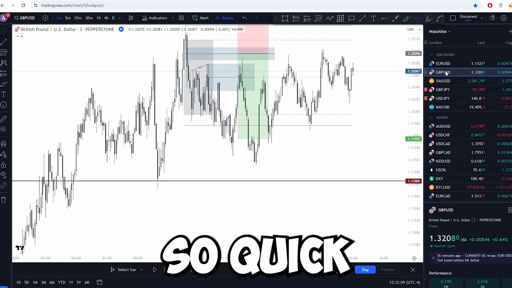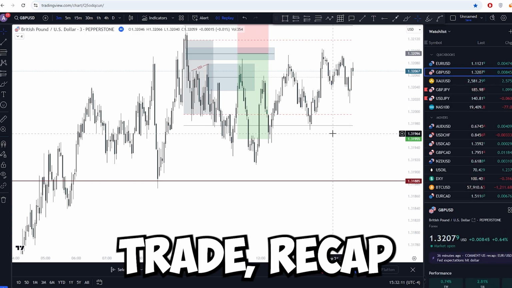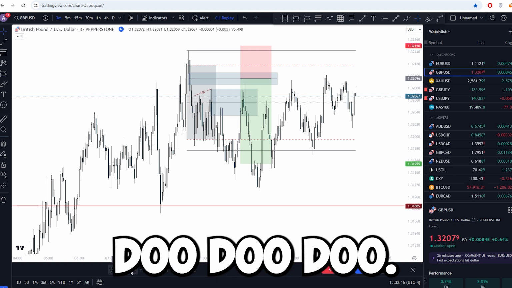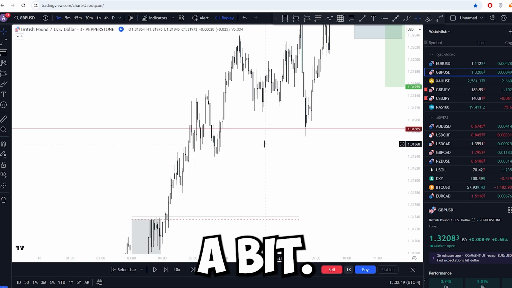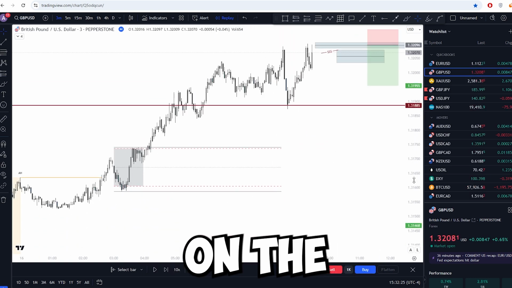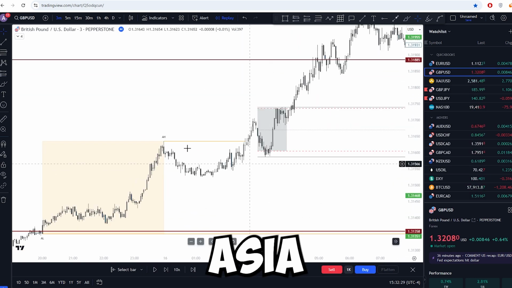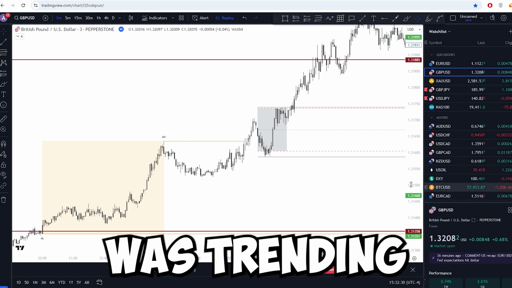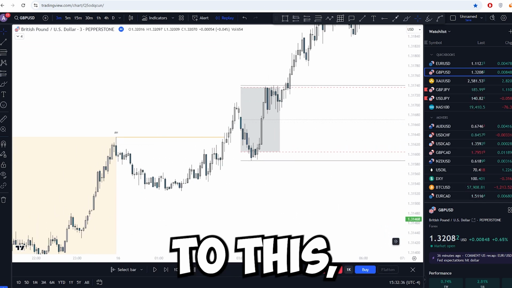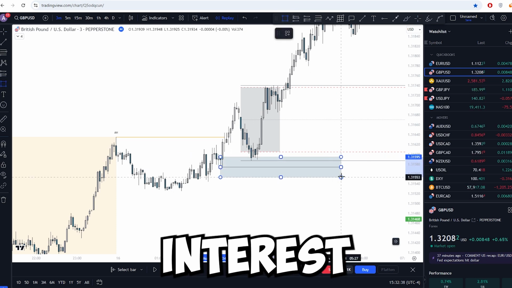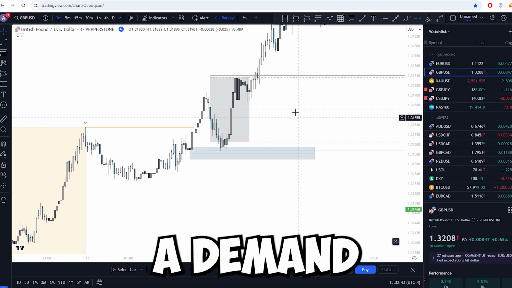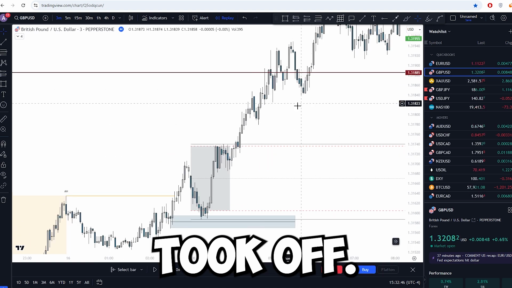All right. So a quick trade recap on GU. Let me just take this back a bit. So we didn't get any trades on the London session. As you can see, Asia high was trending to the upside. Asia high was taken. Asia high liquidity. Price pulled back to this area of interest right here, which is a supply, a demand zone, and then just took off.